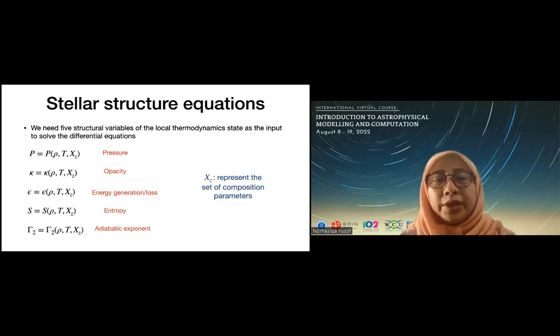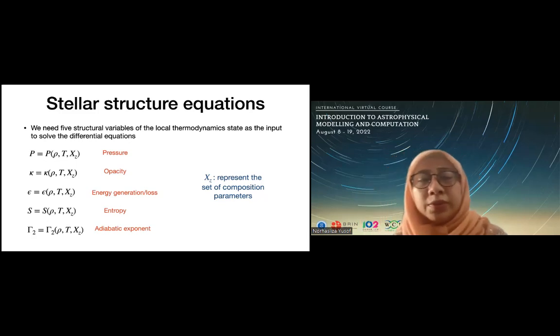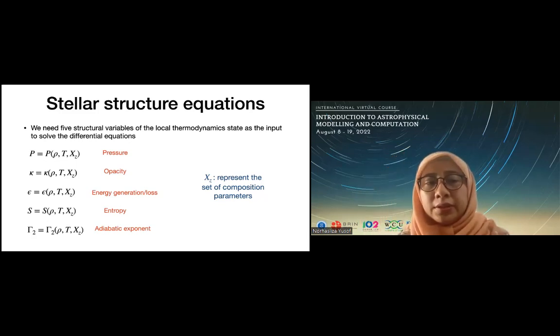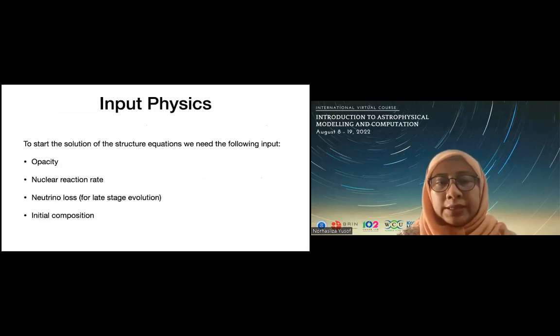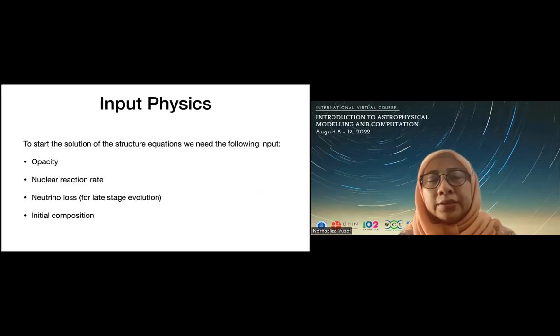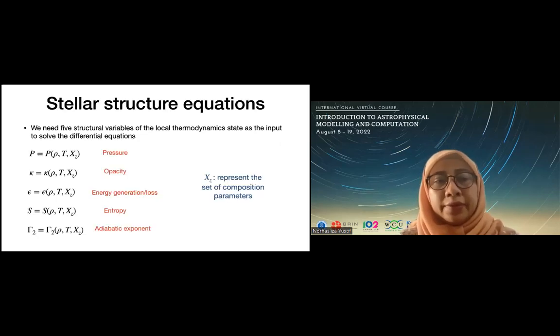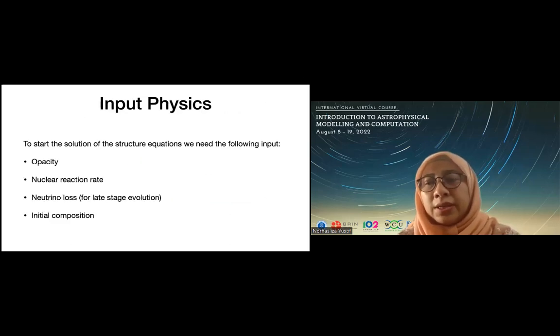Okay, so if we don't have temperature, or we don't have density or abundance, we cannot calculate the pressure. So that's why we need all these three variables in order to obtain all these properties. Later on I will explain what these things are. You can see that we have pressure, opacity, energy, entropy, and adiabatic exponent. And this is what we call the input physics.